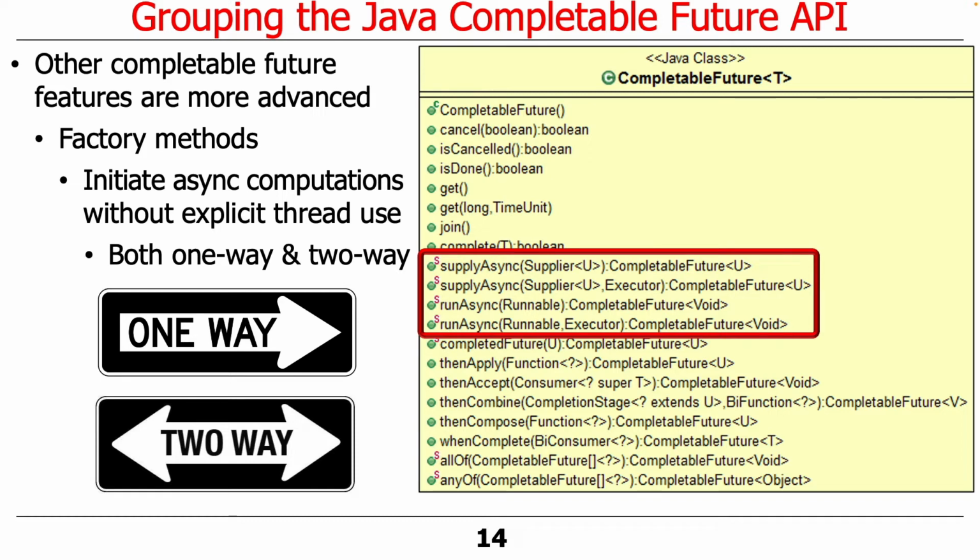The ones that are called supply async are used to give two-way calls. These are suppliers, so you can get a result back. And the ones that are run async take runnables, and so they don't have a response coming back directly. If you need to get something done as a consequence of calling a run async runnable, you need to have some side effect, put something in a queue or send a result back somehow or whatever. So those are the two types of factory methods, supply async and run async. We'll talk a lot more about them in more detail later.